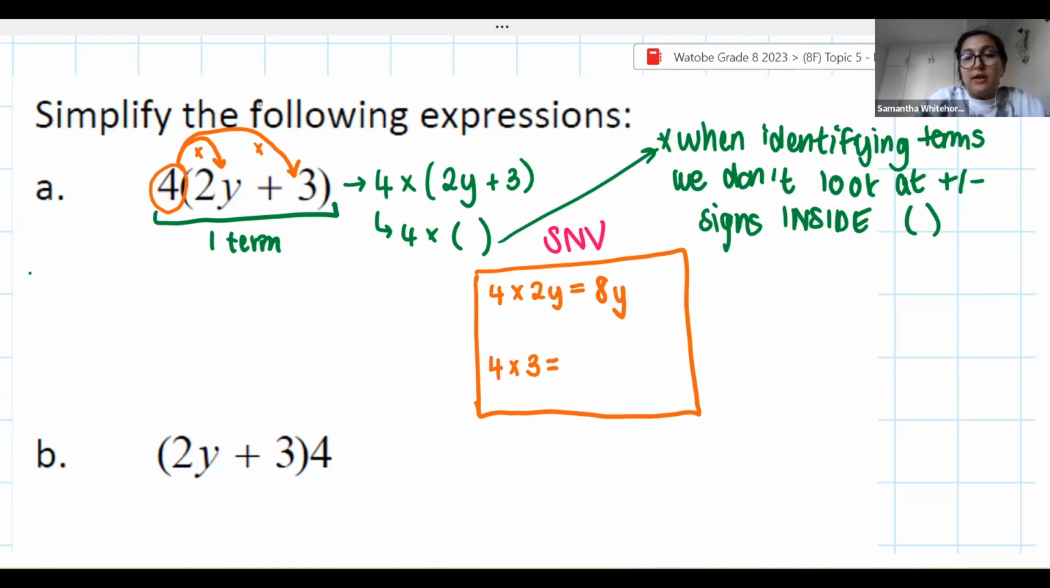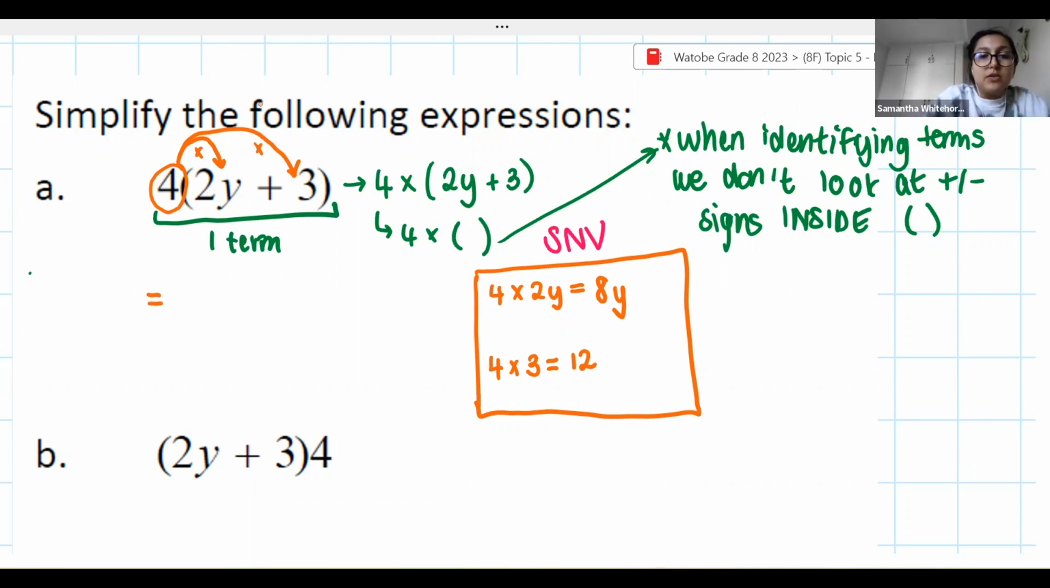If we then look at our next product, we have positive 4 times positive 3. Our signs are positive times a positive, which means we have a positive. Our numbers are 4 times 3, which is 12. And I've got no variables here, so the variables, or the V in the SNB, doesn't really matter.